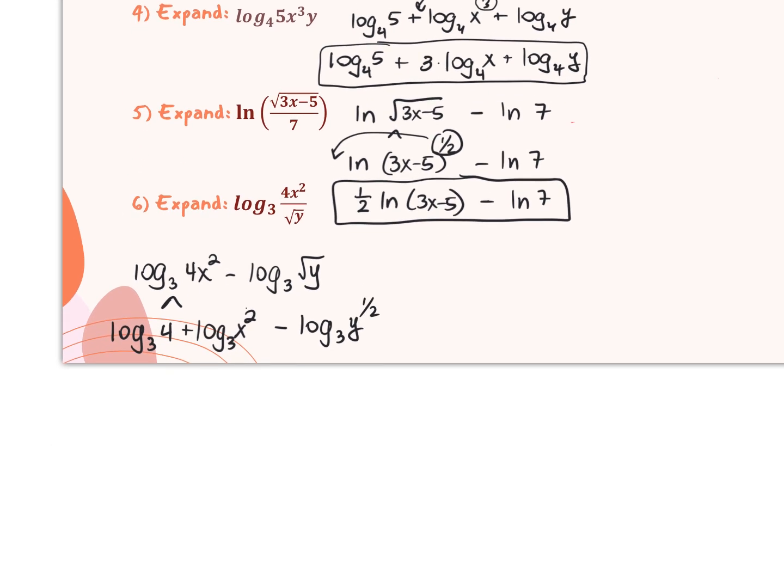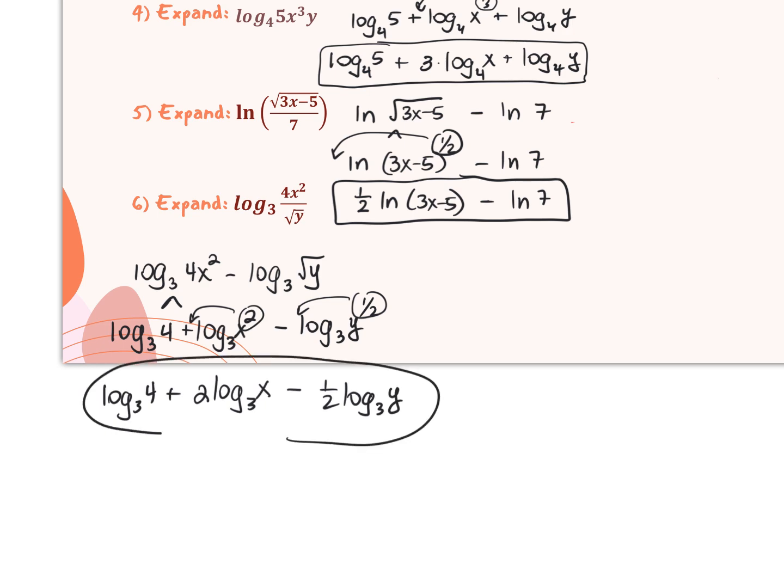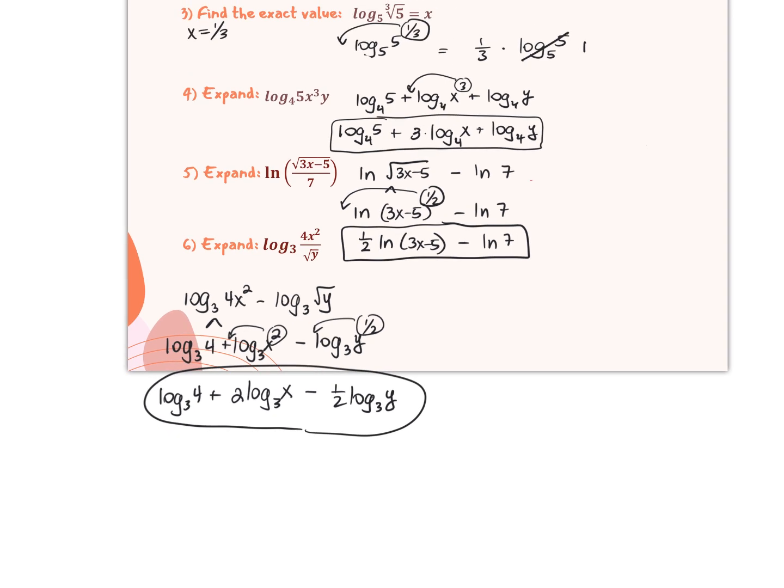Again, I see I have some exponents here that I'm going to have to clear out now. So it's going to be log base 3 of 4 plus 2, because I move it to the front, log base 3 of x minus, and then I move this one to the front, a half log base 3 of y. And this is the fully expanded version of this original problem.